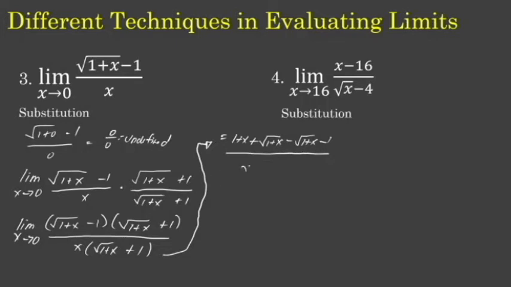All over x times square root of 1 plus x plus 1. That will give us, cancel na to kasi negative square root of 1 plus x minus square root of 1 plus x is 0. So, cancel na yon. Yung 1 natin minus 1 is 0 din. So, cancel na. So, it will leave us x over x times square root of 1 plus x plus 1. Sorry, 1 plus x.